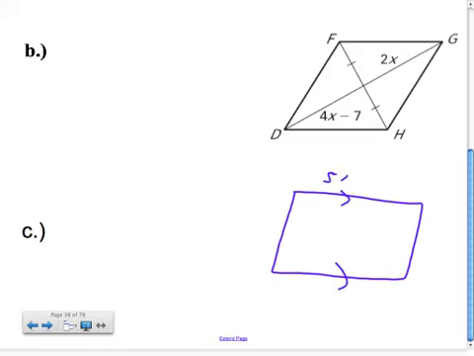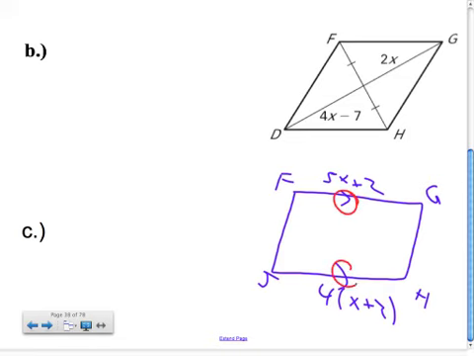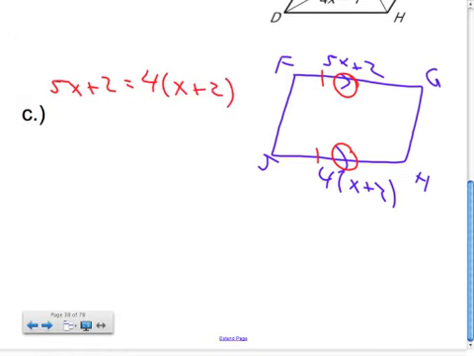So we have 5x plus 2. We have 4 parentheses x plus 2. And then let's call this F, G, H, and J. So again, this comes back to the theorem that I know opposite sides are parallel. If this thing's a parallelogram, then they also have to be congruent. And that's where the equation comes from. 5x plus 2 is equal to 4 parentheses x plus 2. We're going to have a little bit of a distributive property here. So distribute your 4. So we end up at 5x plus 2 equals 4x plus 8.